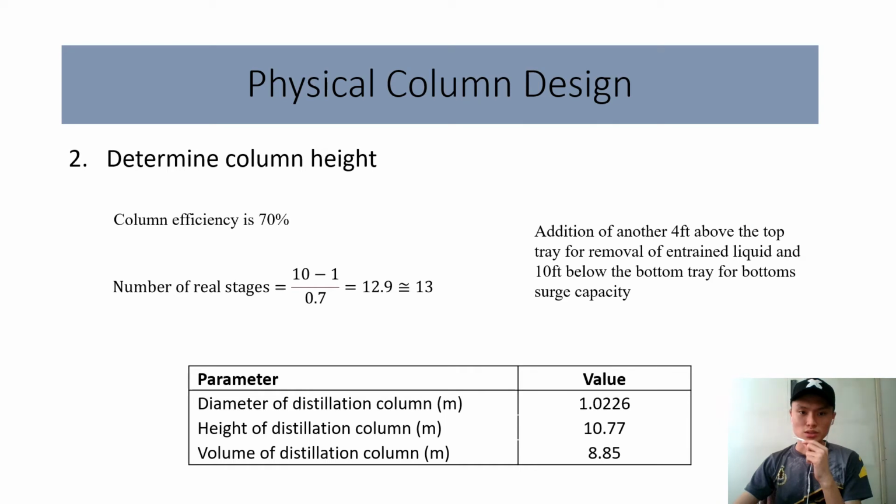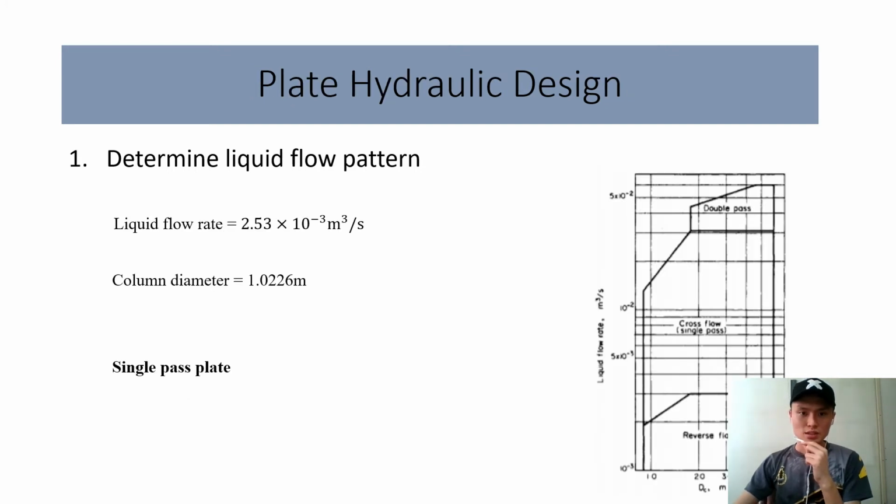To calculate the column height, the column efficiency given from the question is 70%. So we can calculate the number of stages, and the height will be equal to the tray spacing times the number of stages. An addition of 4 meters is added on the top and also 10 feet at the bottom. So the summary for our physical column design is shown here, which includes diameter, height, and also volume of the distillation column. Next, I will talk on the plate hydraulic design.